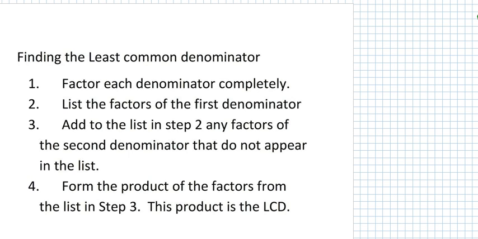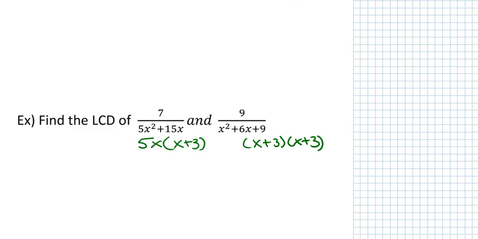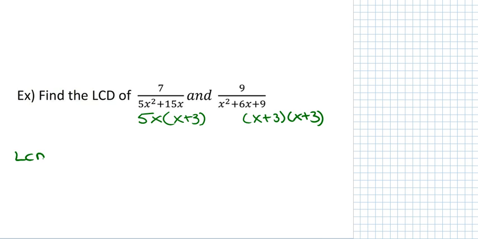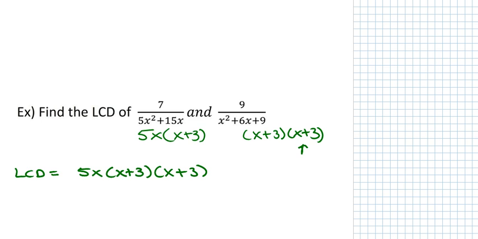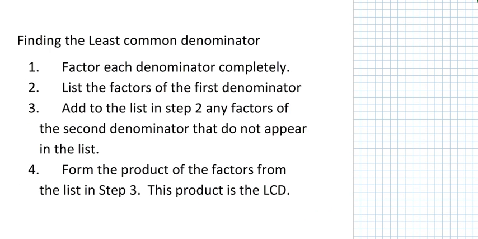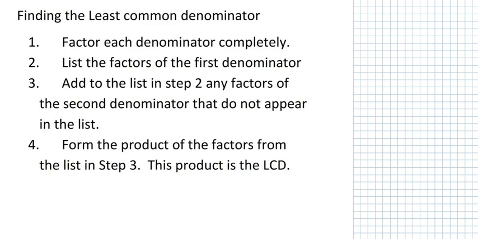Then it says list the factors of the first denominator and add to the list in step 2 any of the factors of the second denominator that do not appear on the list. So if I was finding the least common denominator, the factors of the first denominator are 5x and x plus 3. Notice in the second denominator there's an extra x plus 3, so I'll add that. And that would be my least common denominator. Form the product of the factors from the list in step 3, that is the lowest common denominator.